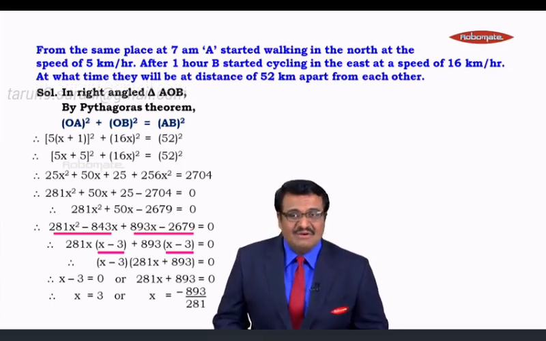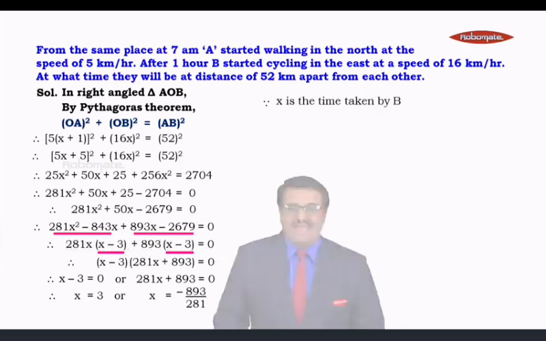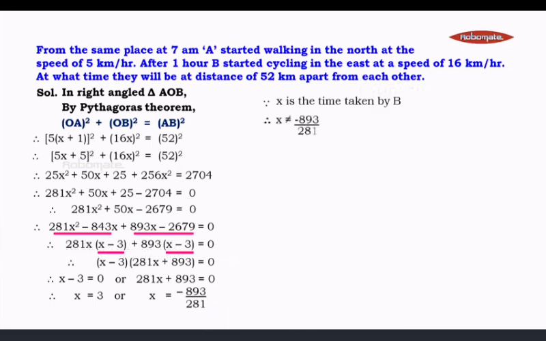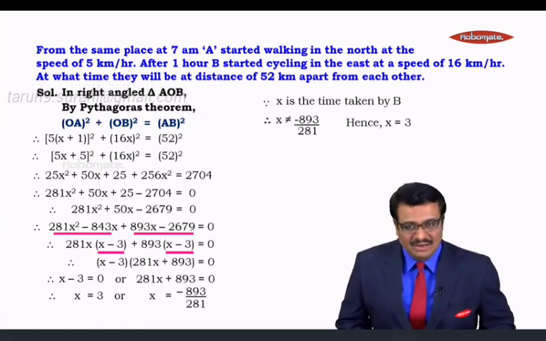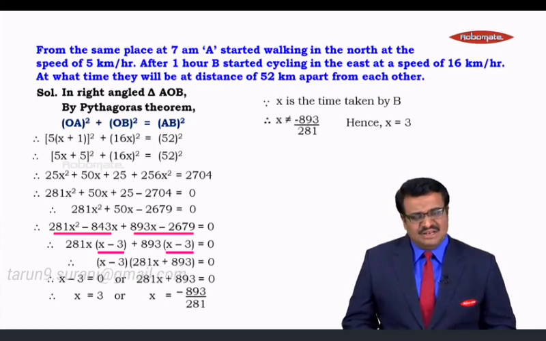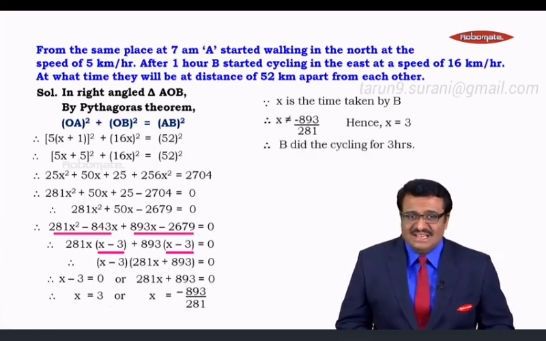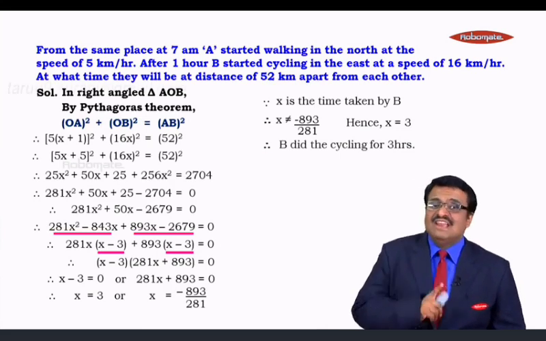What is x? We have assumed the time taken by B as x. Now x is the time taken by B and it cannot be negative. So x is not equal to minus 893 upon 281. Hence x is equal to 3. What do we mean by x is equal to 3? B took 3 hours to reach that spot B. That means B did cycling for 3 hours.